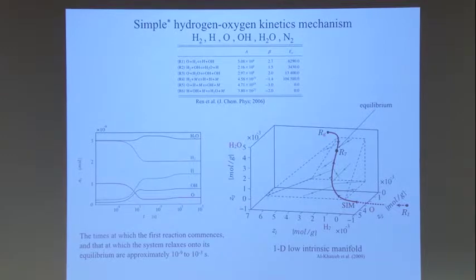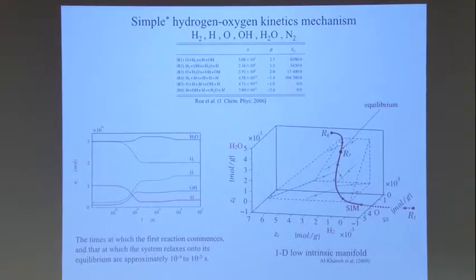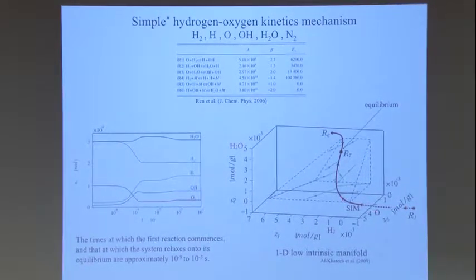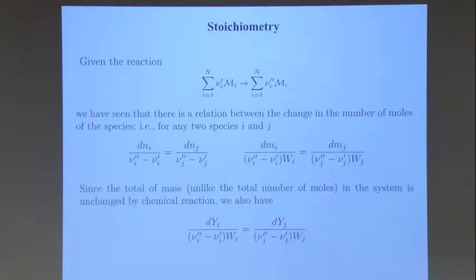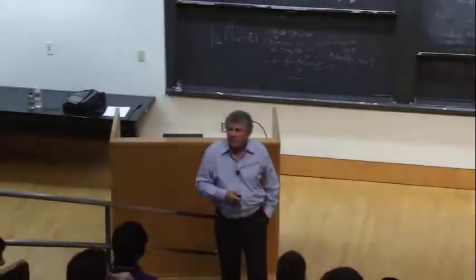And in this example, what they have shown is the low intrinsic manifold. So you see, if you start from different initial conditions, the green line shows the projection into the manifold, and then the manifold essentially approximates the solution at all other times. Okay, and we're done almost with chemical kinetics.